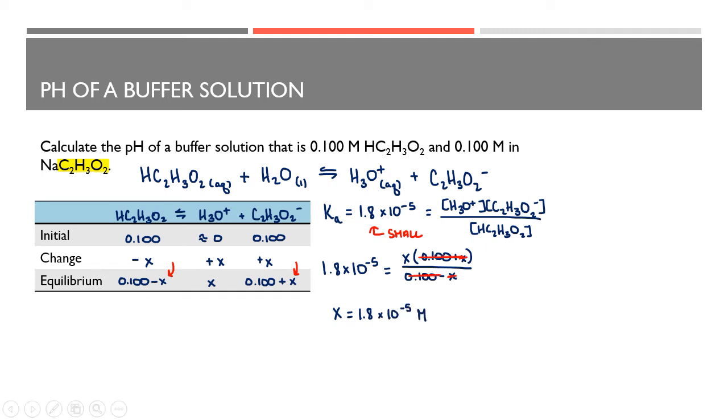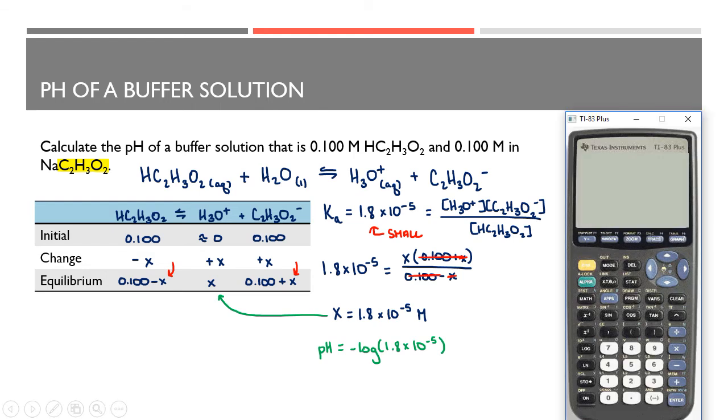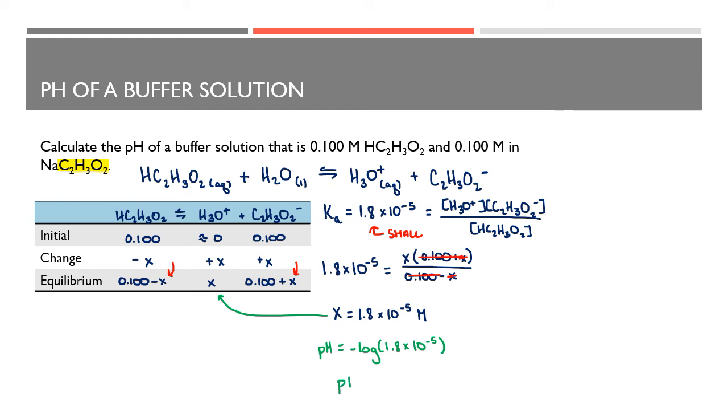So really, X is equal to 1.8 times 10 to the negative fifth moles per liter. That is my hydronium concentration. So all I need to do now is just solve for the pH. So the pH is equal to the negative log of 1.8 times 10 to the negative fifth. So I type this into my calculator. Negative log of 1.8 times 10 to the negative fifth is equal to 4.74. So the pH of this buffer system is 4.74.